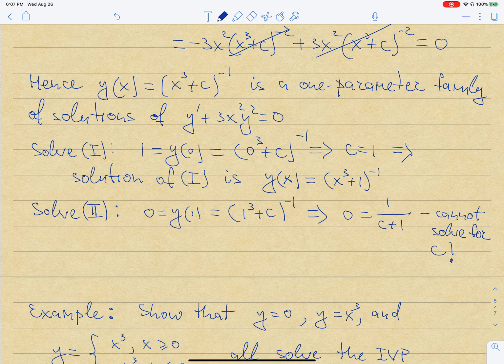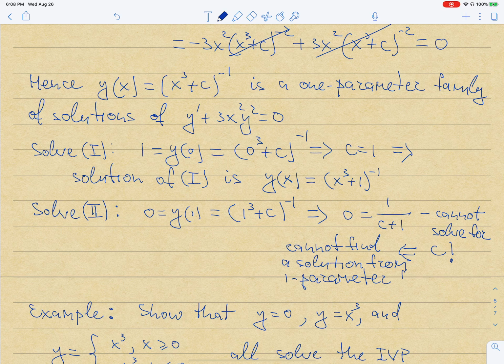And because we cannot solve for c, right, because then if I multiply both sides by c plus 1, I get 0 equal to 1, which is obviously not going to work. So that means that I cannot get a solution from this one parameter family. So what am I to do?